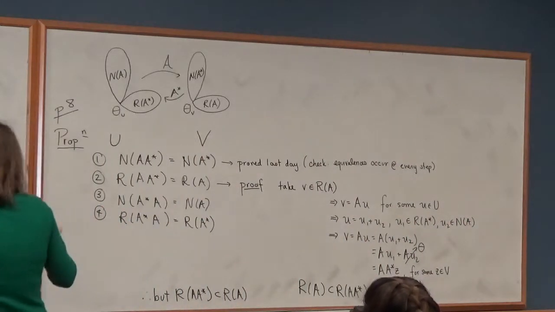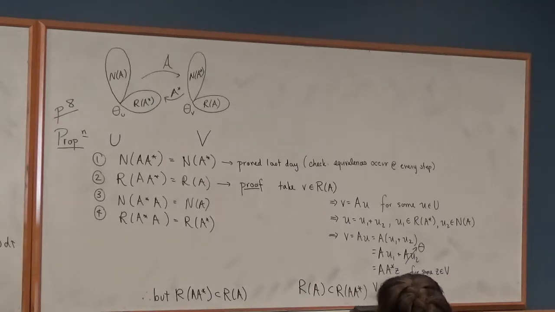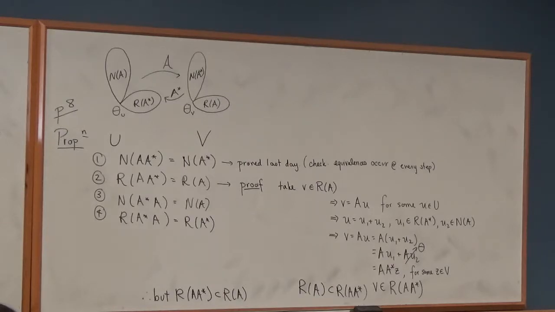So, I don't really want to erase what I just did, but I'd like to keep this on the board. I've got so much stuff that I want to keep on the board, so maybe I can just complete it right down here. All right, so I've got LC, I've got LC star, but from part 2 of the proposition, I know that the range of LC is equal to the range of LC star.